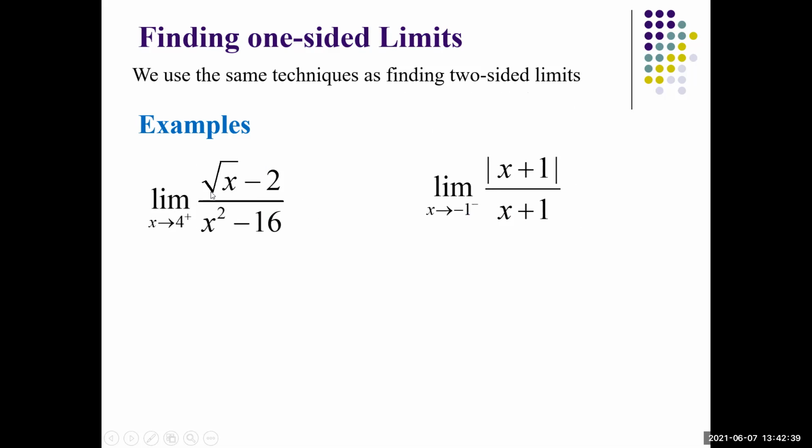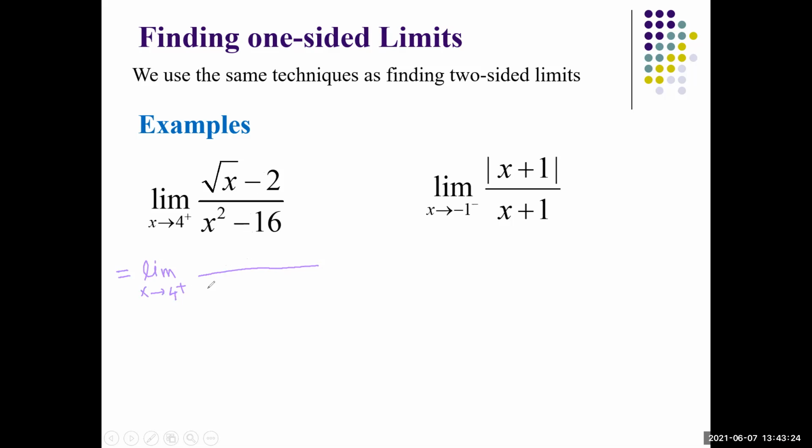So look at this one: how to find the limit of the square root of x minus 2 over x squared minus 16, where x approaches 4 from the right. So what we do again is, when you have a radical, it looks like we're going to rationalize the numerator, but at the same time, we might also want to consider factoring the denominator. So one of the techniques is we either factor and cancel the common factors, or we rationalize the numerator, where the denominator has the root.